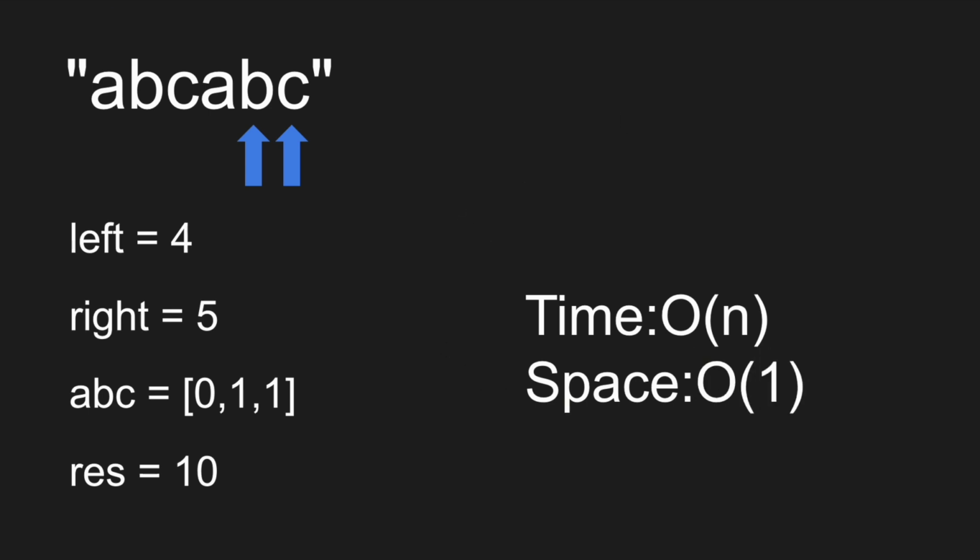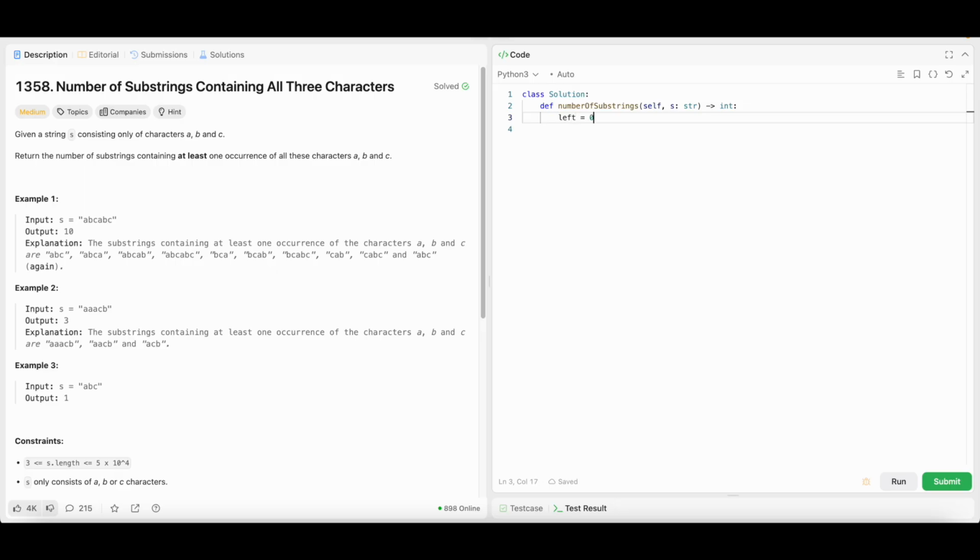So now let's get to the coding part. First we'll set the left pointer to 0. We'll set the result to 0. And we'll set the starting ABC array to 0 times 3, because all three indexes will be 0. And for the right pointer, we will use a for loop, for right in range length of s. Now we need to add 1 to the letter at the right pointer. So whatever is at the right pointer, we add 1 to it.